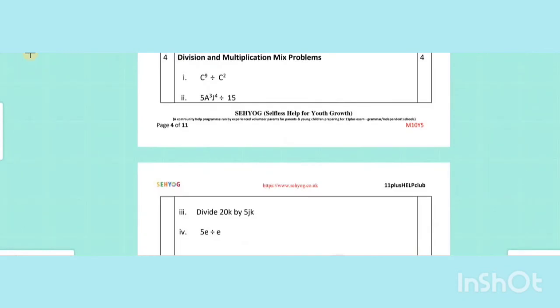For part 1, when we are dividing the same variable with different powers, we subtract the powers, we get c to the power 7. In the second part, 5 divided by 15, we will divide the number by the number. We will get 1 upon 3, or 3 in the denominator. So our final answer is a to the power 3 j to the power 4 by 3.